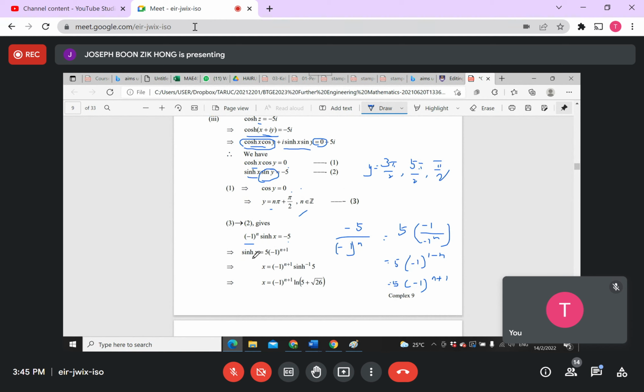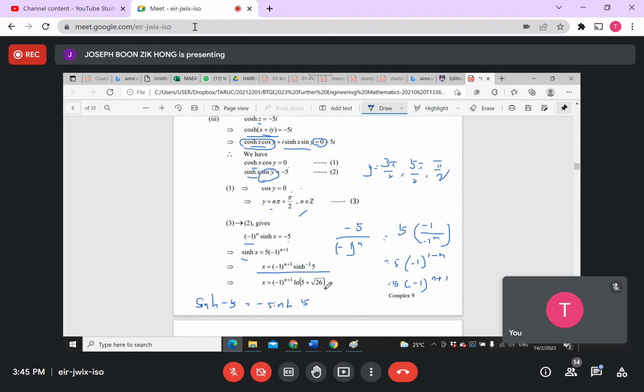So that means your x will be what? You move this whole thing here. Because it's sine hyperbolic, you can move it out. Cos hyperbolic, you cannot. Because sine hyperbolic of negative 5 is equal to negative of sine hyperbolic of 5. Inverse also will be the same thing. Hence, I have my x is this one.